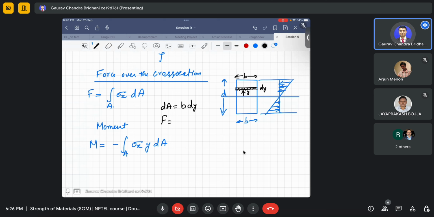to F equals integration of sigma x y dy, and now your y varies from what? Minus h by, like I will do in the other term. So minus d by 2 to d by 2, correct?